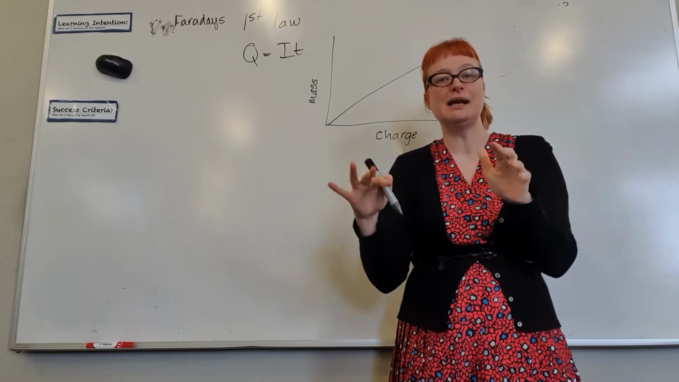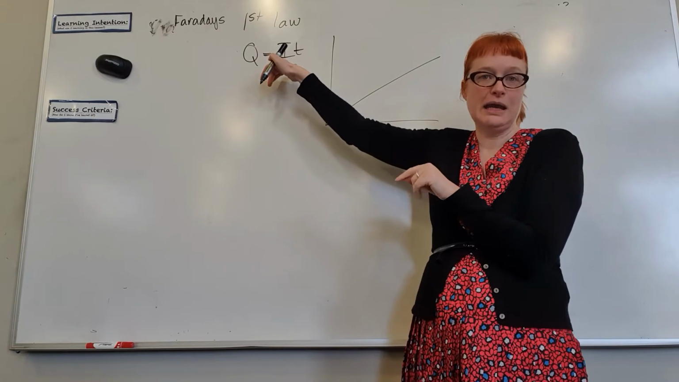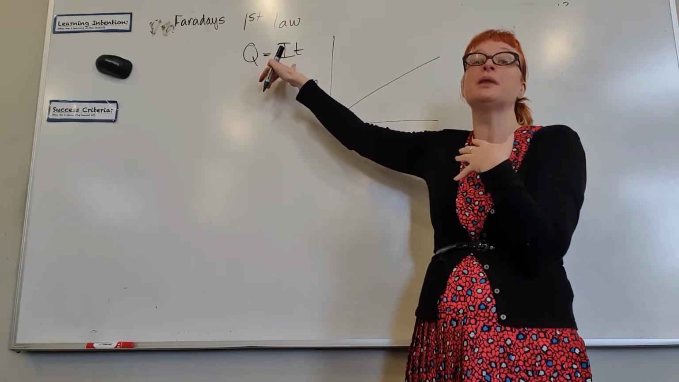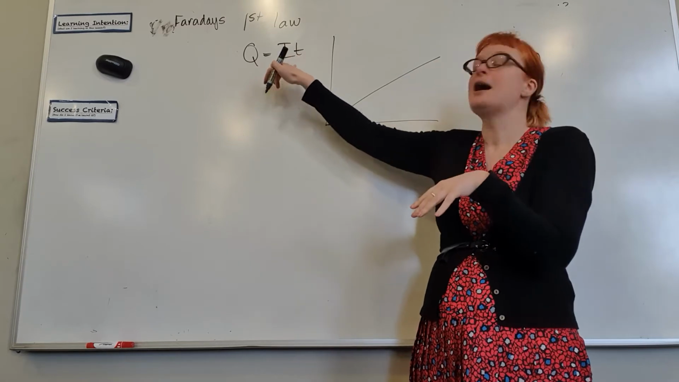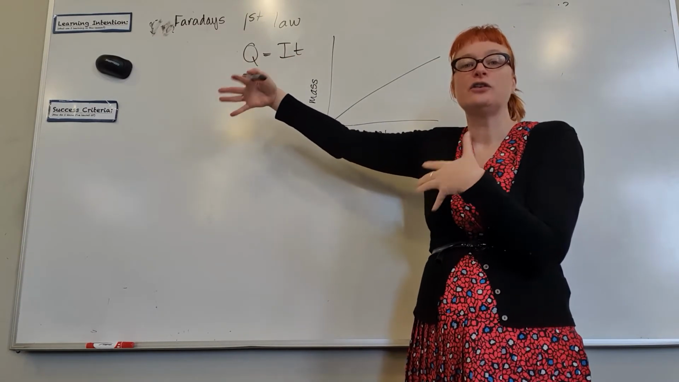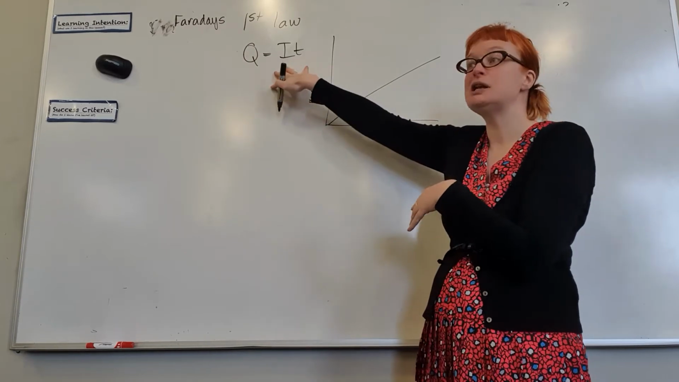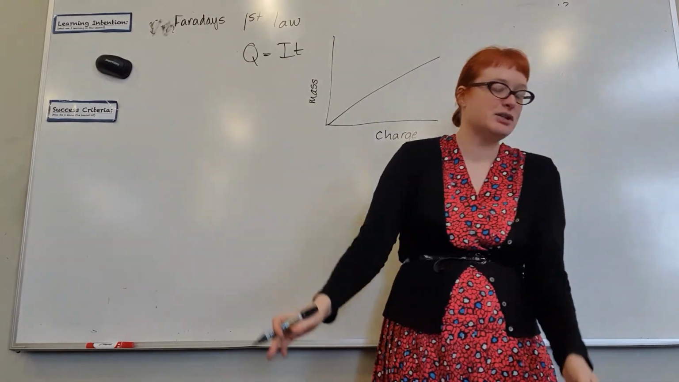So it's about that relationship and understanding that if I give it lots of time, my metal spoon in the silver solution with the silver ions, I'm going to get lots of charge and lots of added silver. If I don't leave it very long, I'm not going to get very much.